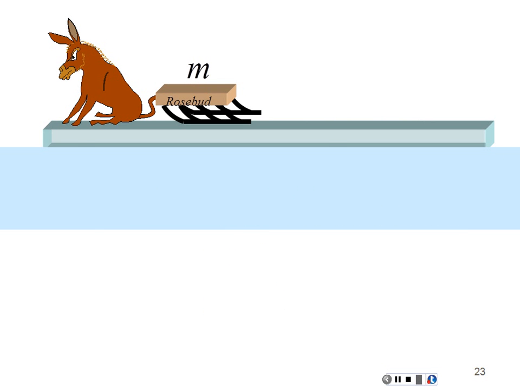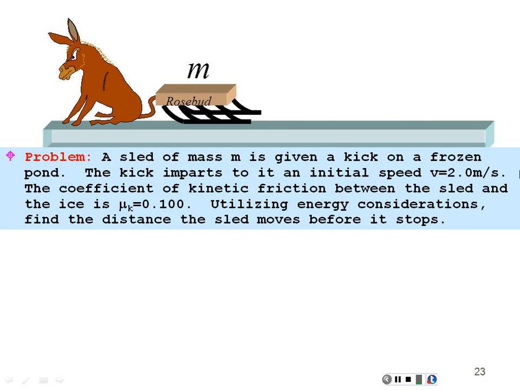Let's try this out with a problem. A sled of mass m is given a kick on a frozen pond. The kick imparts to it an initial speed of 2 meters per second. Coefficient of kinetic friction between the sled and the ice is 0.1. Utilizing energy considerations, find the distance the sled moves before it stops.